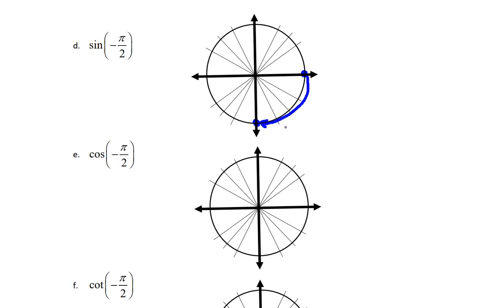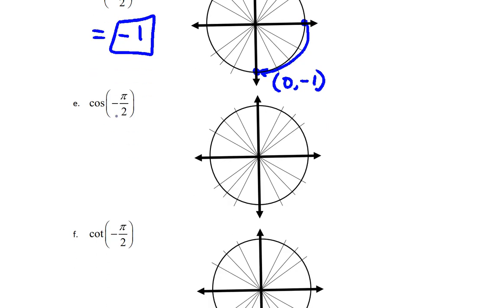The terminal point there would be x coordinate 0, y coordinate negative 1, so 0, comma, negative 1. And the sine value there is the y coordinate, because sine's always the y value, which means the sine of negative pi over 2 is negative 1.